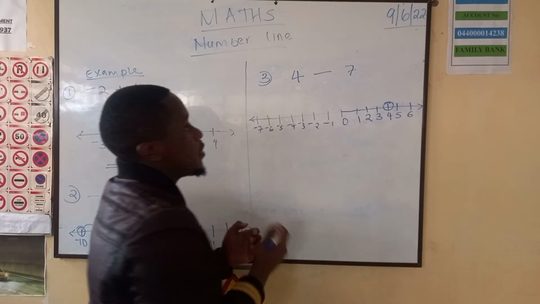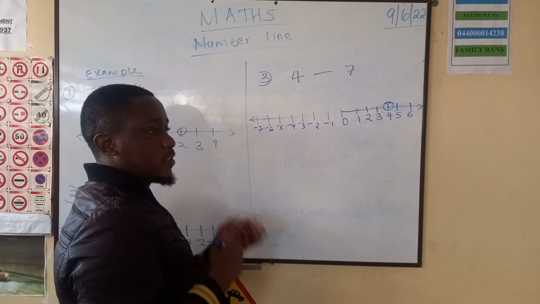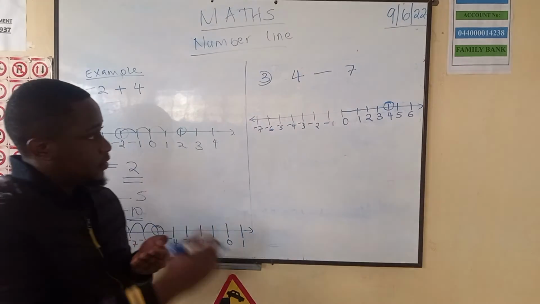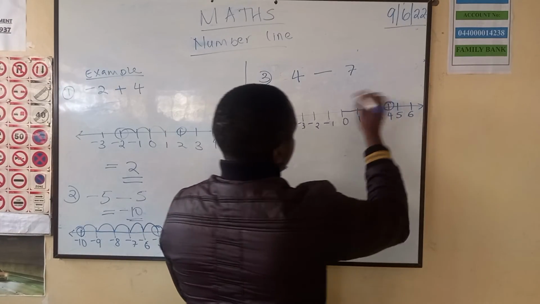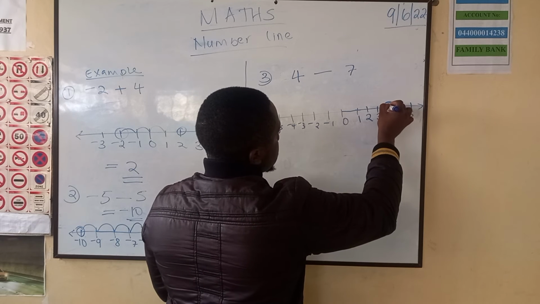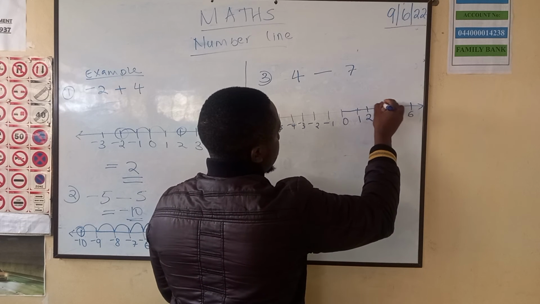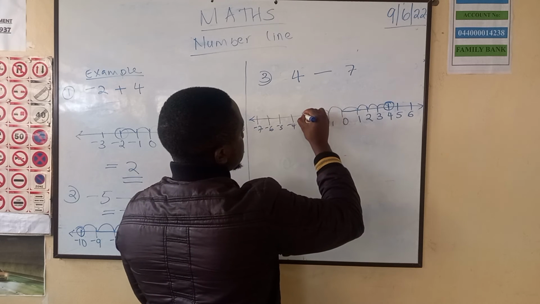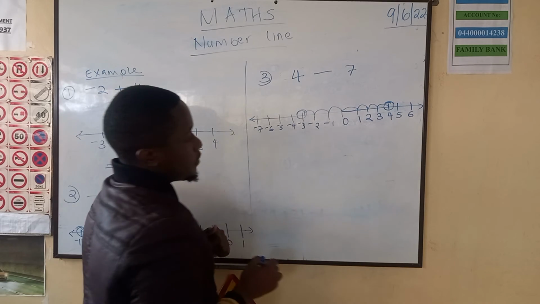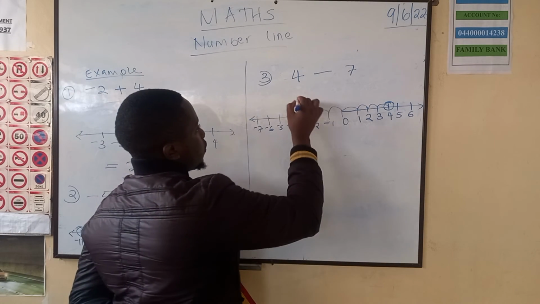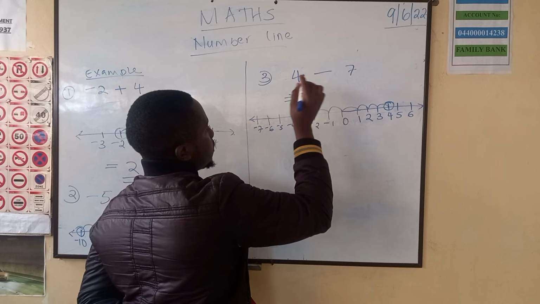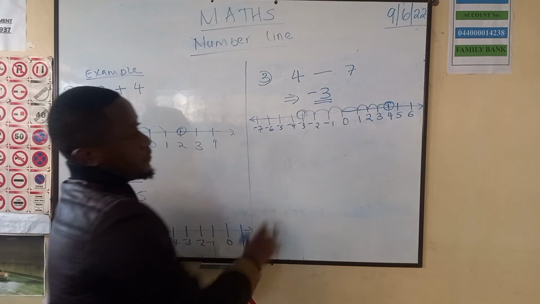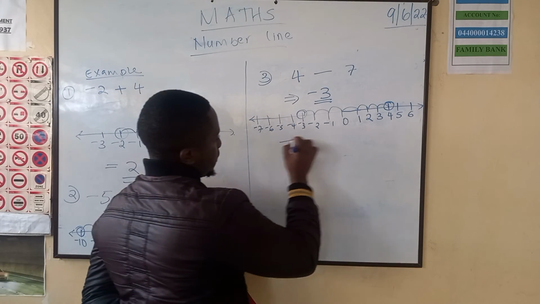Now when you are removing something, you backtrace. But when you are adding something, you go forward. Okay? So here we are going backwards. From 4, we remove 7. You have 1, 2, 3, 4, 5, 6, 7. That lands us at negative 3. That makes our solution negative 3, and this is evidence for that.